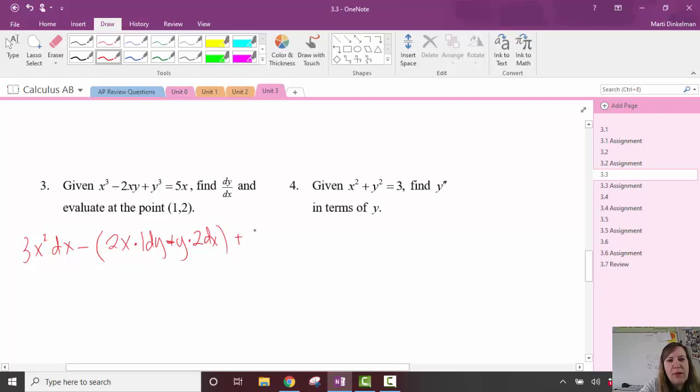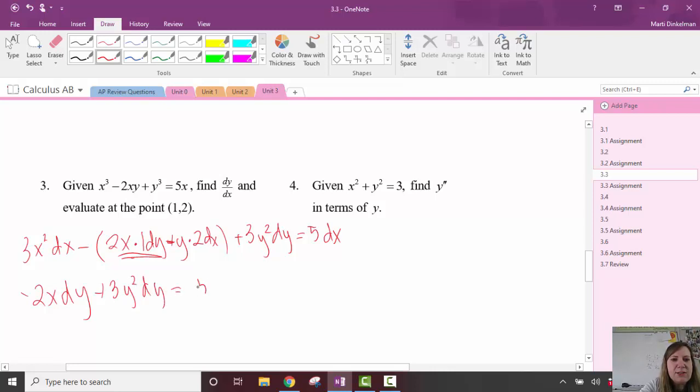The derivative of y cubed is 3y squared dy. And then the derivative of 5x is 5 dx. Okay, so again, we want to gather all the dy's on the left-hand side and move all the dx's over to the other side. So there's a dy right here, but it's negative. And then there's a dy here, 3y squared dy.